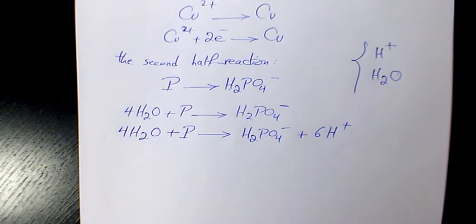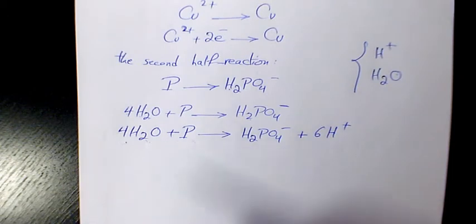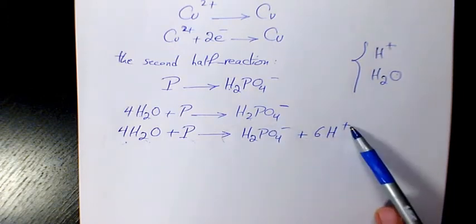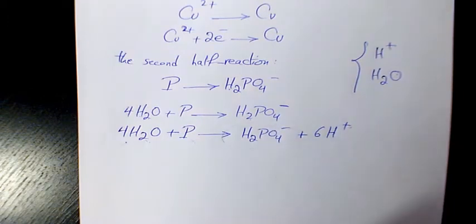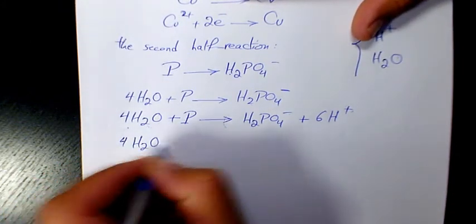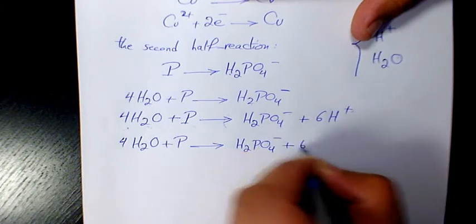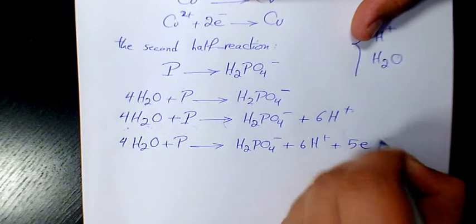Now the second thing we need to do is balance the charges as well. Let's look at the charges. Here the charge is 0. Here the charge is 0 as well. So on the reactant side the charge is 0. What about the product side? We have negative 1 in here, and 6 times positive 1 is going to be 6. 6 minus 1 is going to be 5. So the charge on the product side is positive 5. In order to balance both sides, we need to add 5 electrons to the product side in order to make it 0, because the reactant side is 0. So 4 H2O plus P gives H2PO4- plus 6 H+ plus 5 electrons.